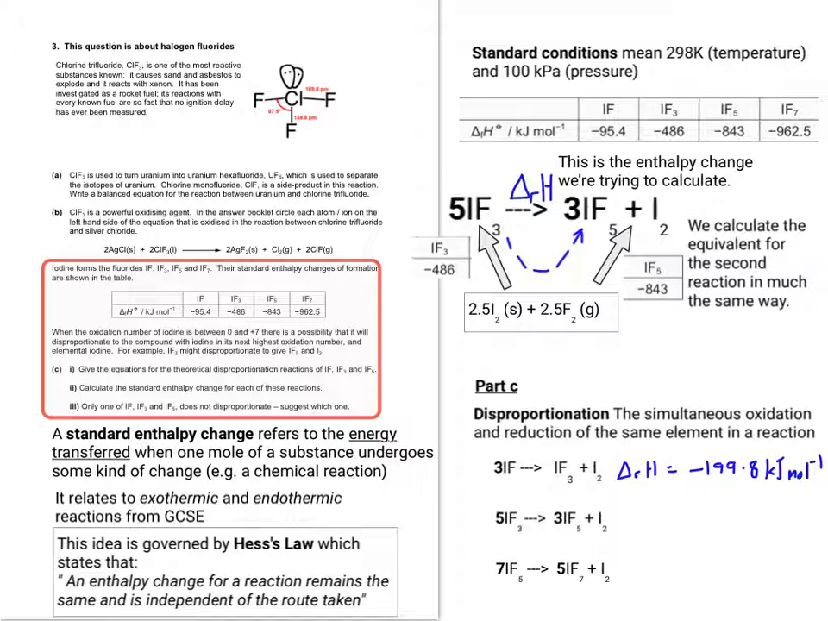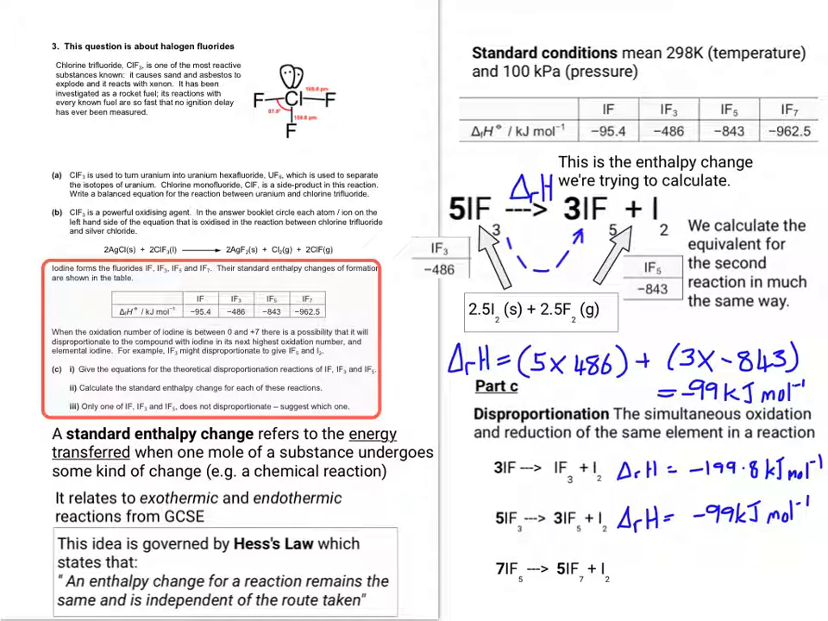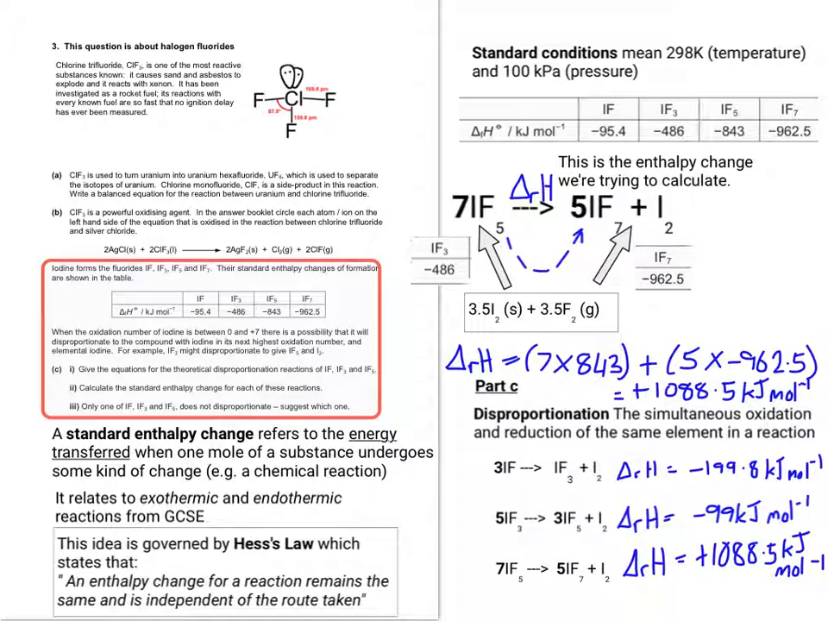So in a similar way, we can do the same calculation for the second reaction. And not surprisingly, we can do the same for the third one. So for this third one, we get plus 1088.5 kilojoules per mole.